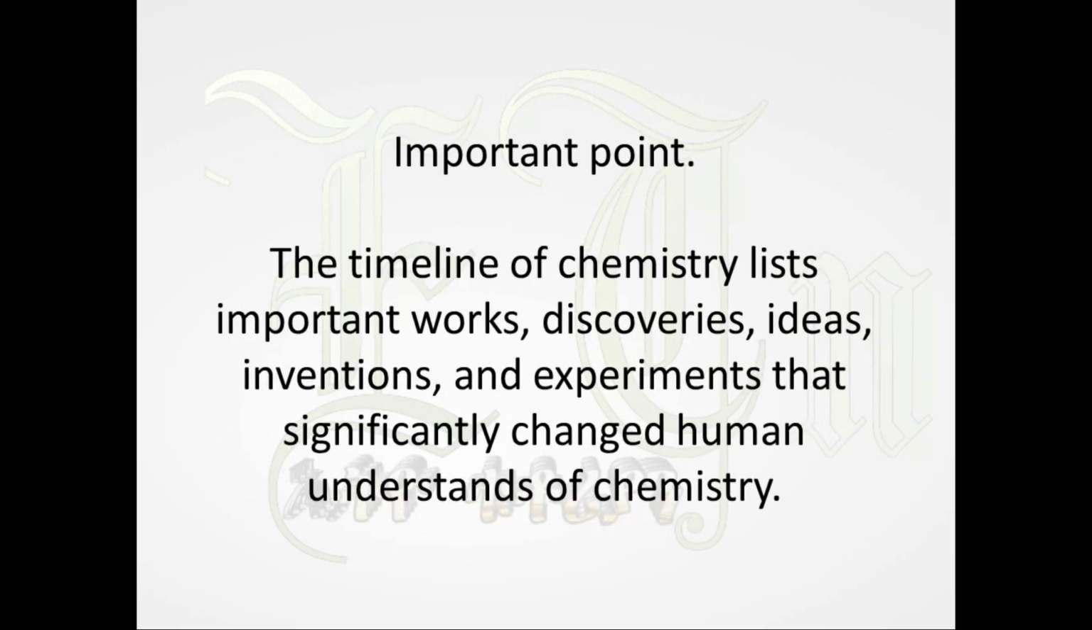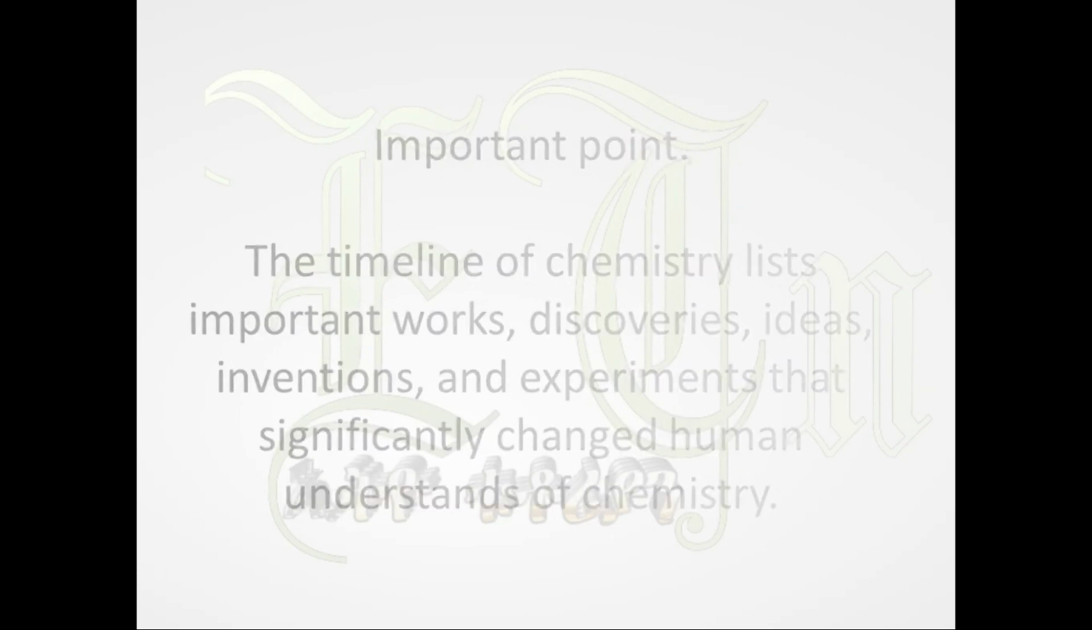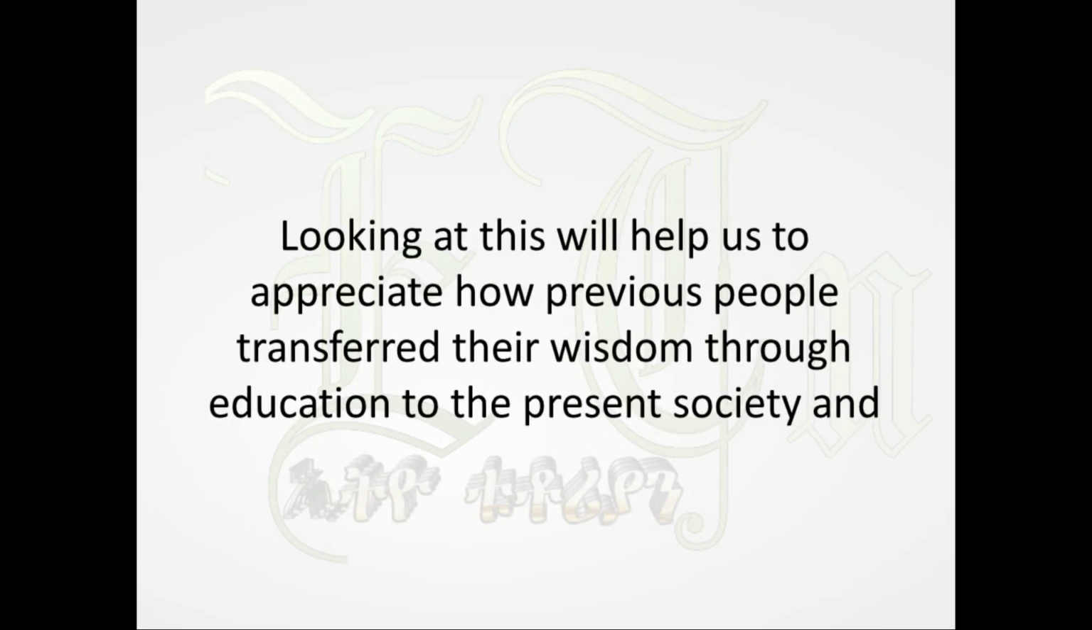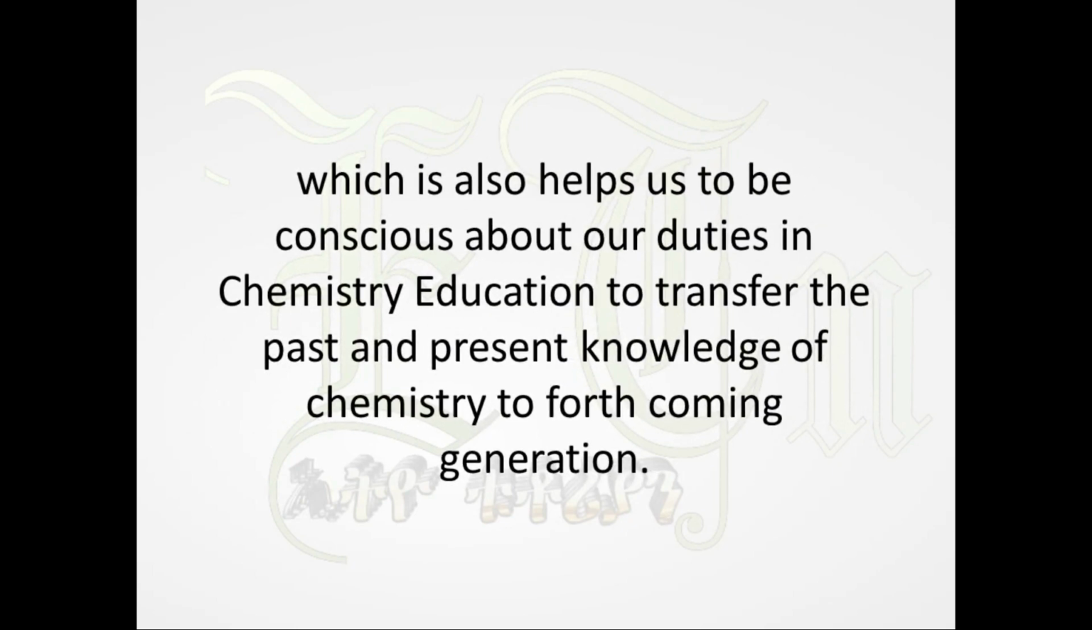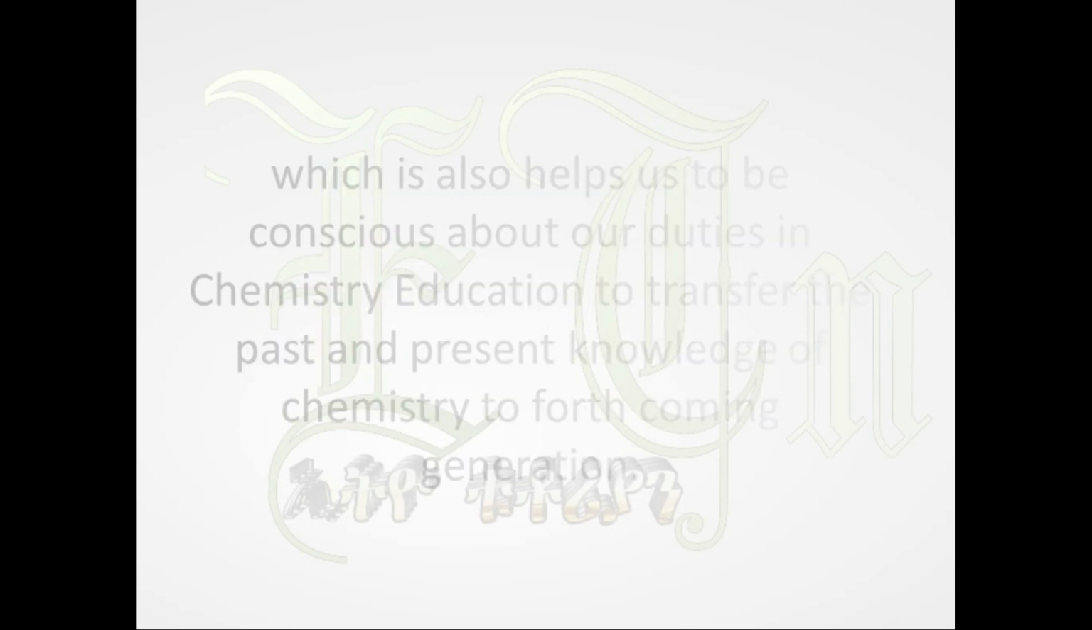Important point: the timeline of chemistry lists important works, discoveries, ideas, inventions, and experiments that significantly changed human understanding of chemistry. Looking at this will help us to appreciate how previous people transferred their wisdom through education to the present society, and it also helps us to be conscious about our duties in chemistry education, to transfer the past and present knowledge of chemistry to the forthcoming generation.